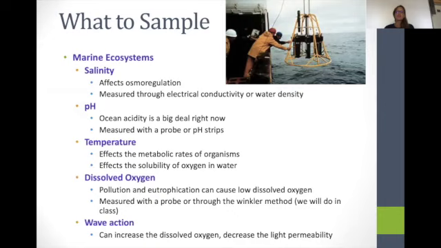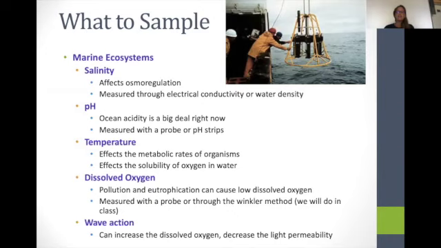And we're going to measure this either with a probe, dip a machine in, or with the pH strips that you guys have used in class. Temperature affects the metabolic rates of organisms, affects how well enzymes work, affects the solubility of oxygen in water. So cold water holds more oxygen, warm water holds less. So if our oceans get warmer, they hold less oxygen, which means less organisms.